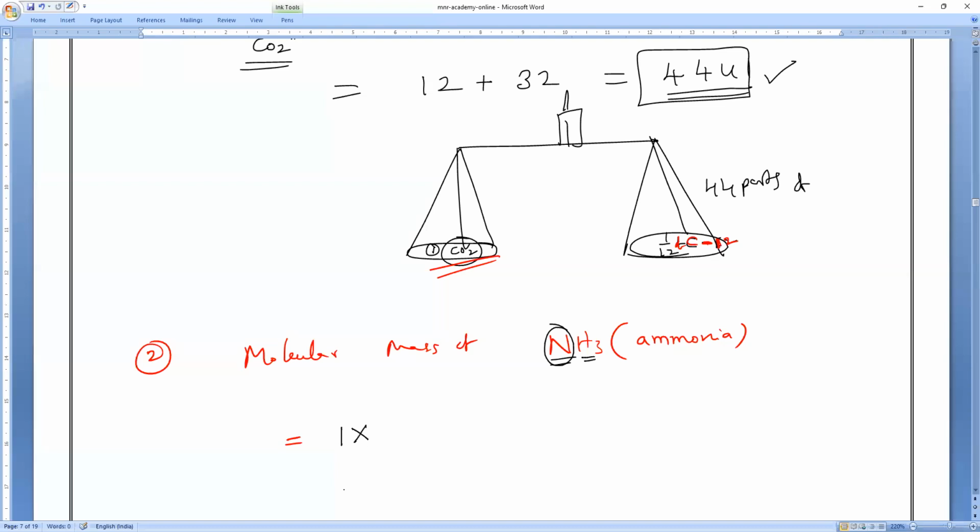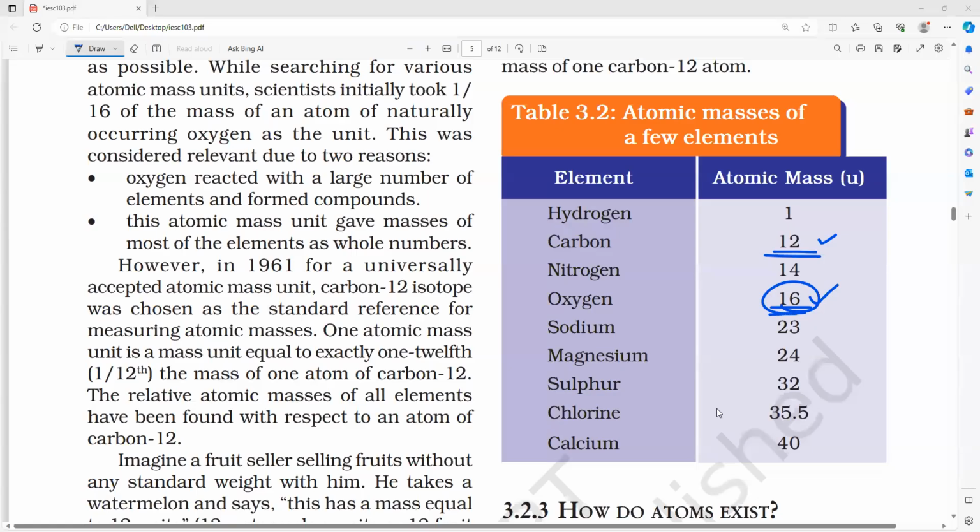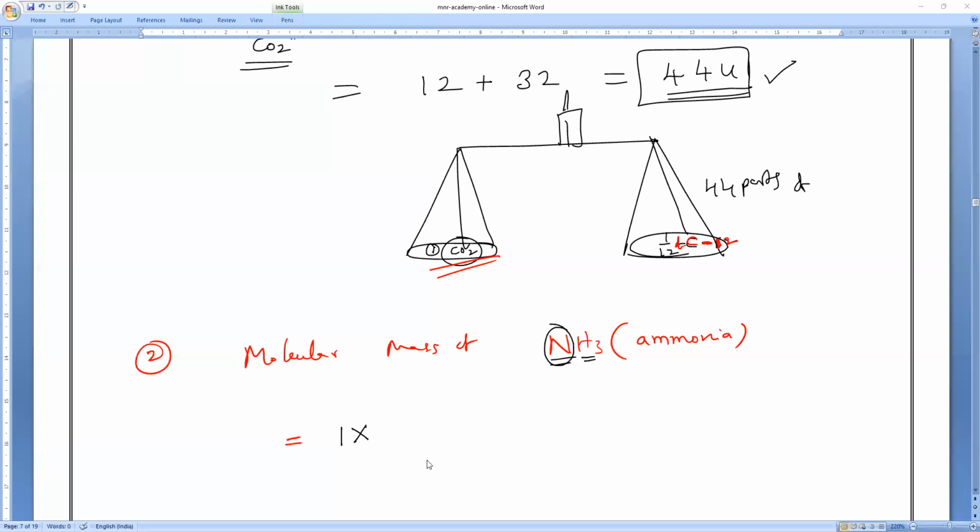1 into 1. What is the atomic mass of nitrogen? Check your book. What is the atomic mass of nitrogen? Everybody. 14. Nitrogen, 14. And hydrogen, how much? Hydrogen, 1. Totally three.